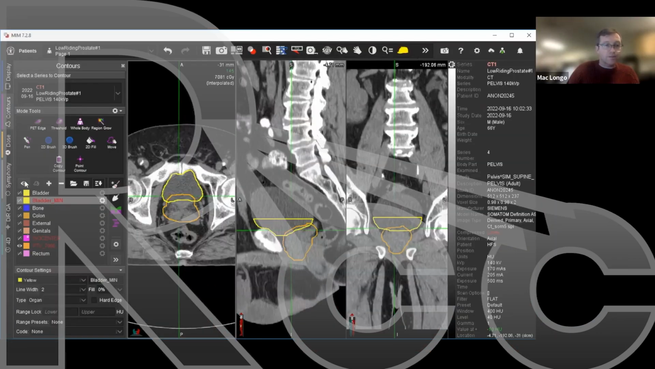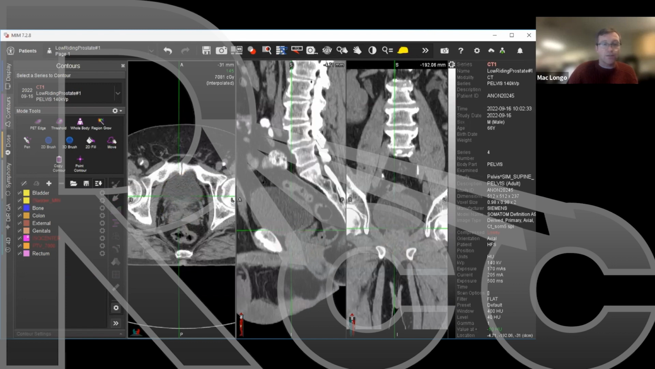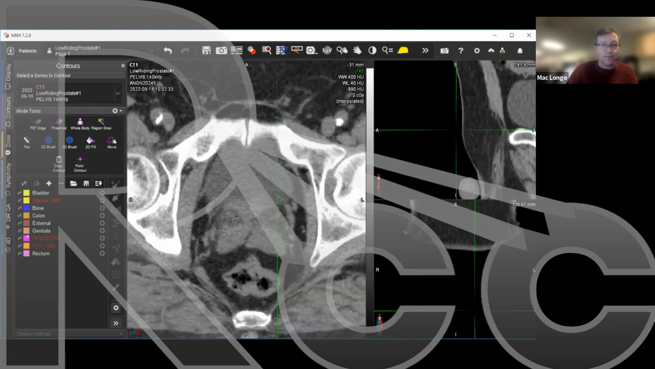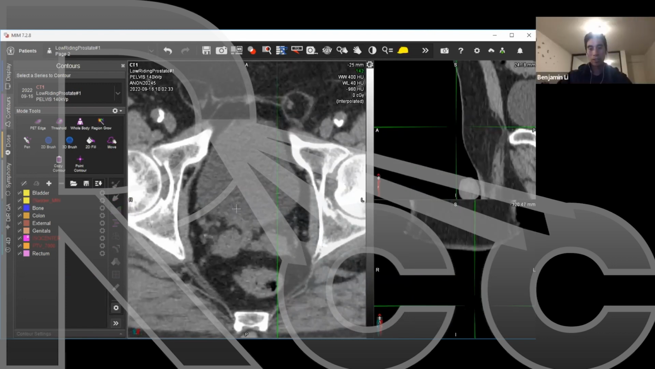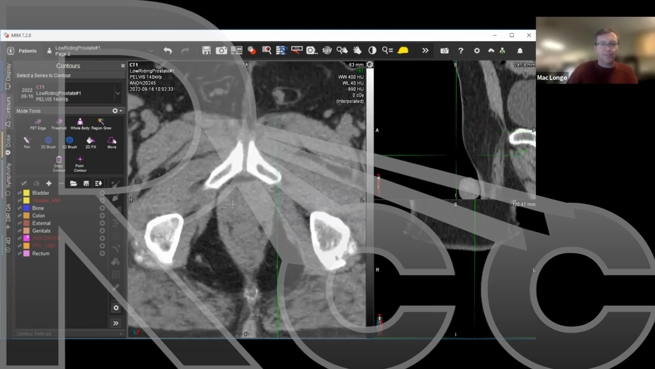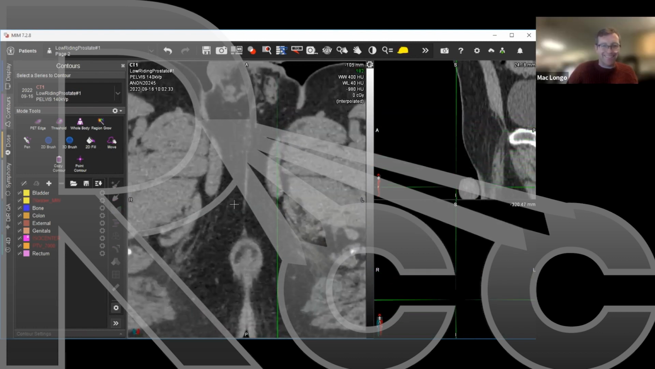All right, and I'm going to turn these off so I'm not cheating. Are you able to see MIM, everybody? Okay, it looks good. My mouse is in reverse, so I'm a little bit confused here.